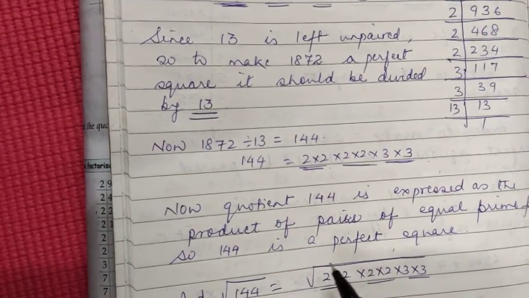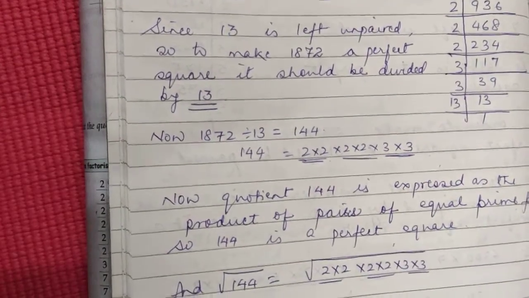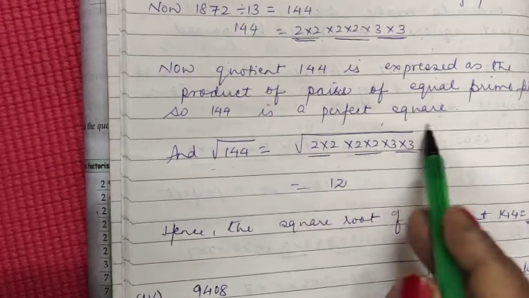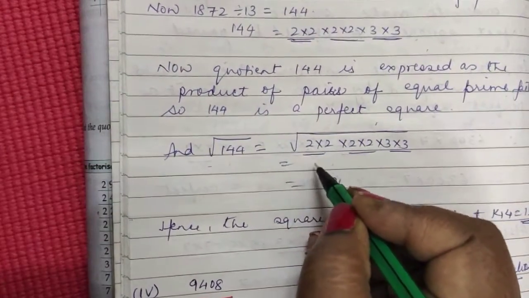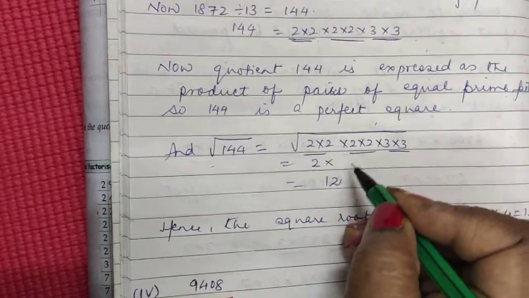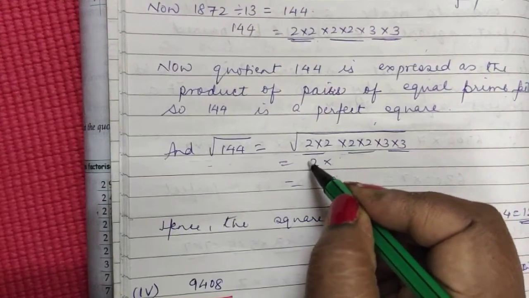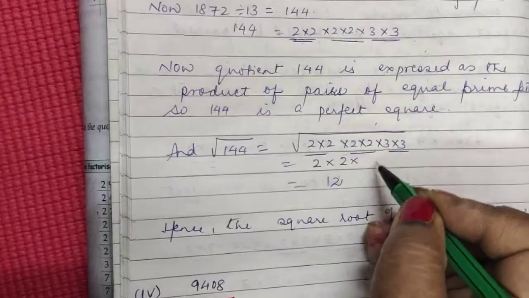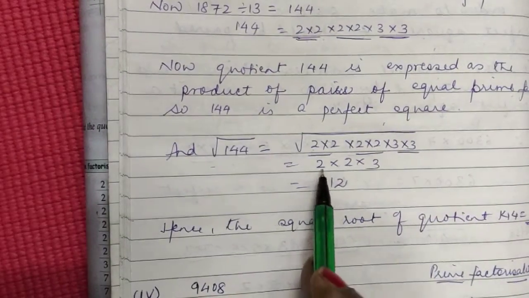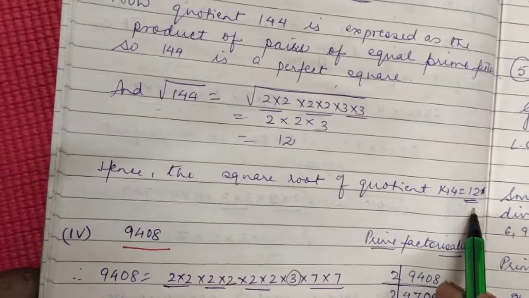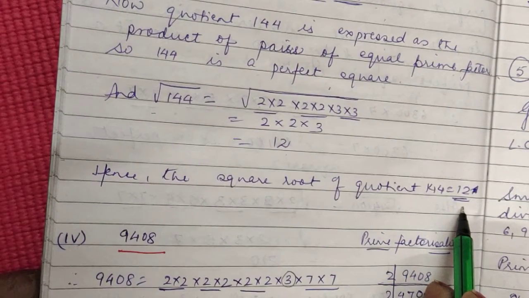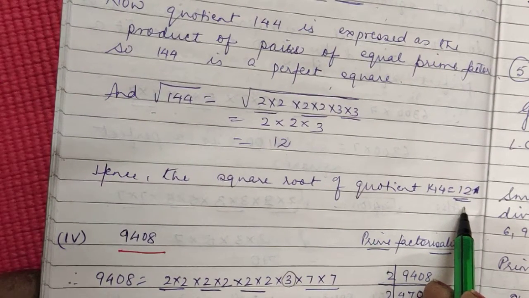Then the next question is, it is a perfect square of what number? So when you put the square root, you will take out one number from each pair. So I am taking 2 from here, 2 from here, and 3 from here. So you are getting 12. So the square root of the quotient 144 is 12. Okay, so this is the answer.